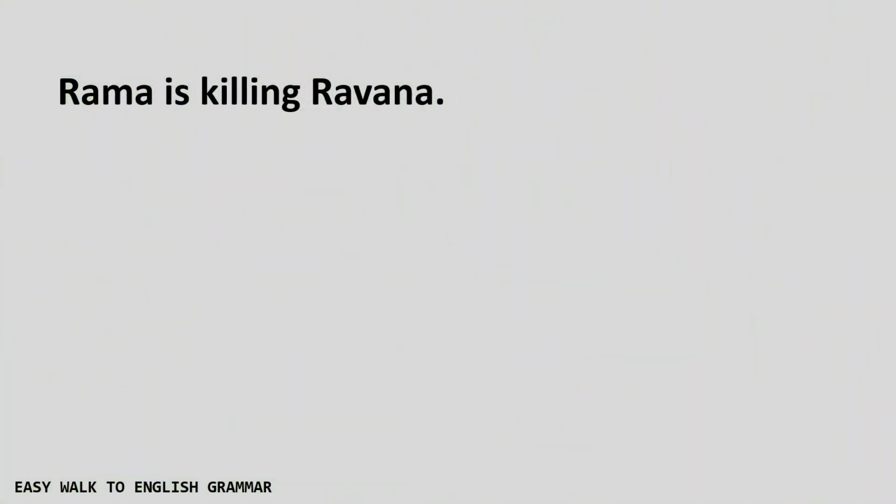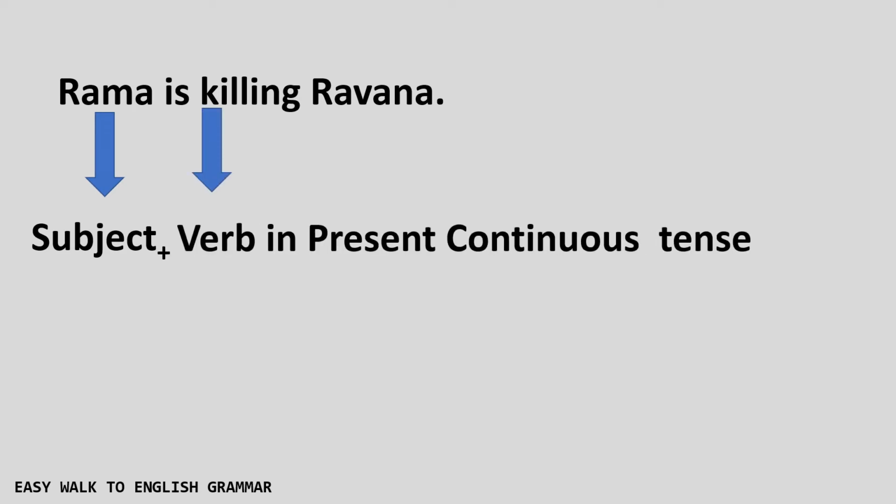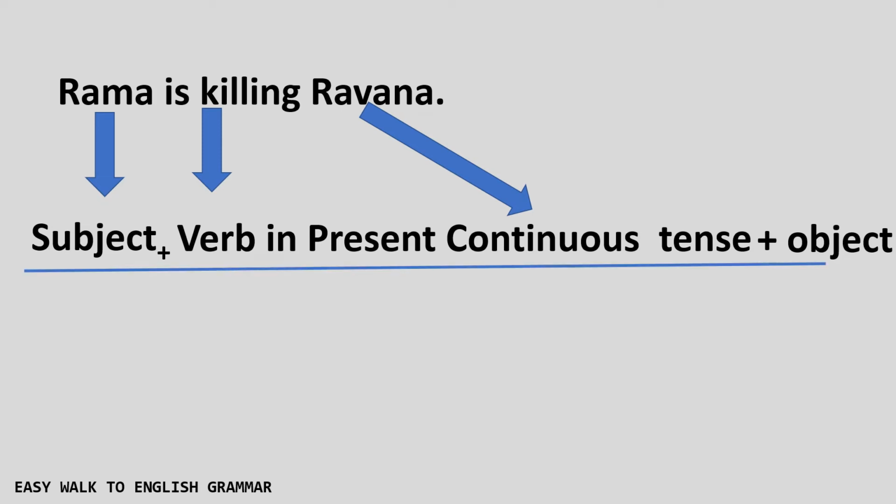Here we are going to analyze the active voice format of present continuous tense. Rama is killing Ravana. Rama is the subject once again, plus the verb in present continuous tense is killing, plus the object Ravana. This is the active voice format of present continuous tense.